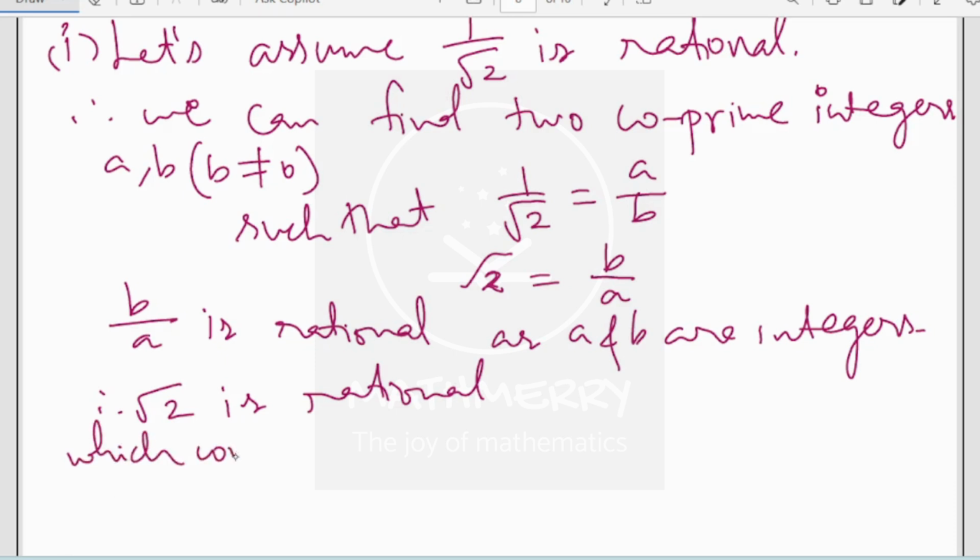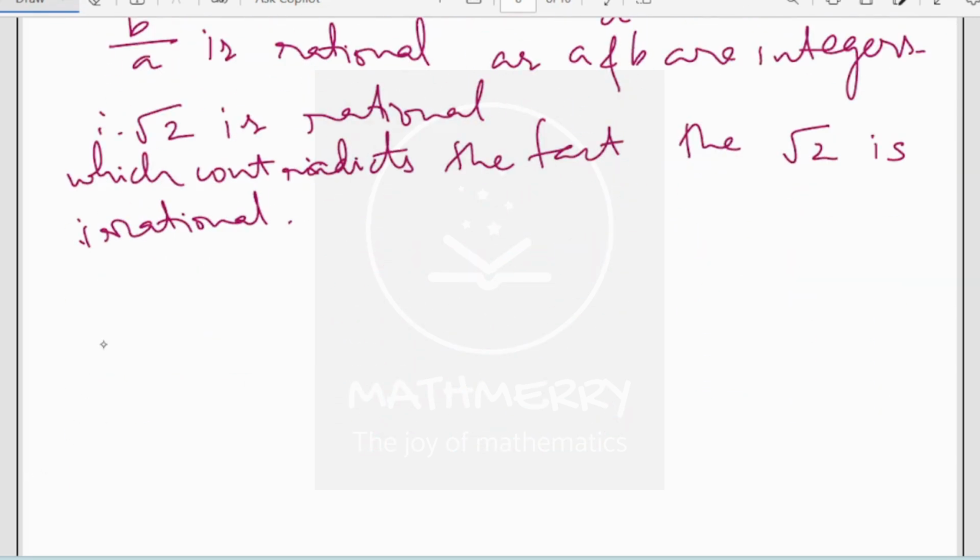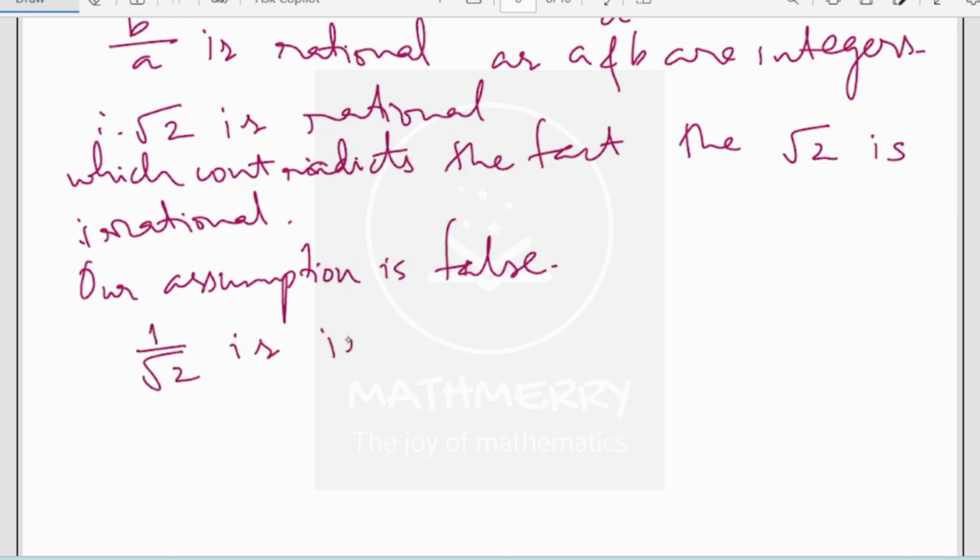which contradicts our assumption, which contradicts the fact that root 2 is irrational. We already saw that root 2 is an irrational number. So hence our assumption is wrong, or you can write false. So 1 by root 2 is irrational.